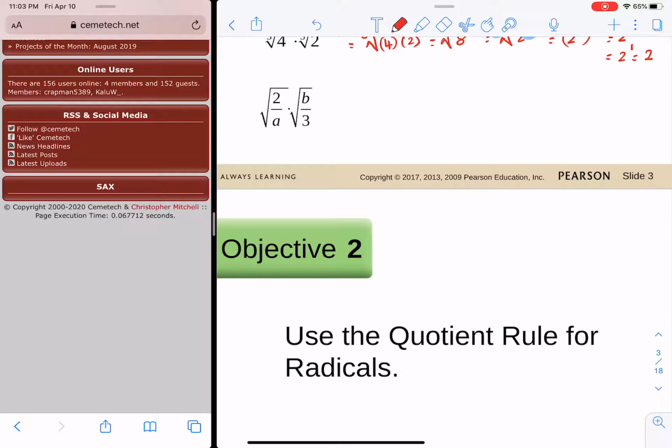Here we have identical roots, so we are going to simply combine them and write it as 2 over A times B over 3. Since we are multiplying, we multiply the numerators together, we get 2B. We multiply the denominators together, we get 3A.